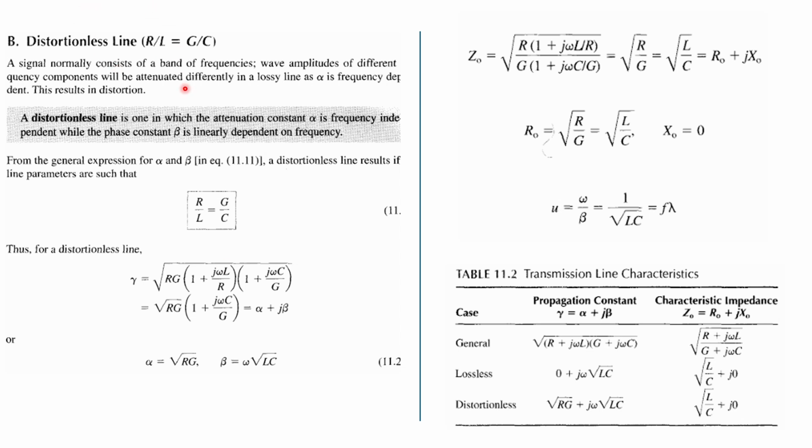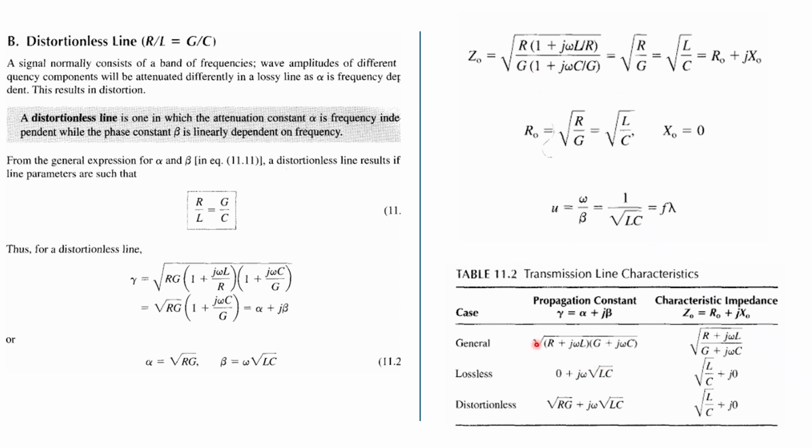Similarly, for a distortionless line, your condition is R by L is equal to G by C. So use these equations and get the values of gamma. Here alpha and beta will be these values; just equate from the gamma equation. Similarly, for Z naught you will get the square root of L by C.